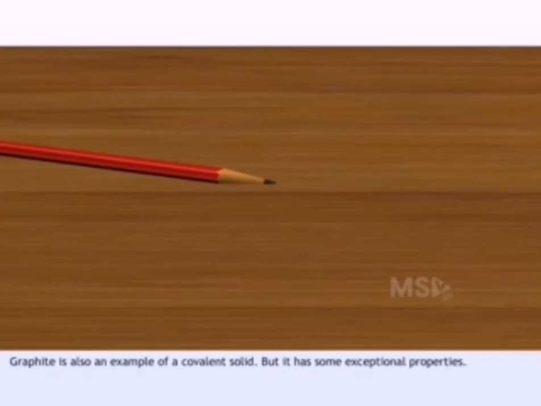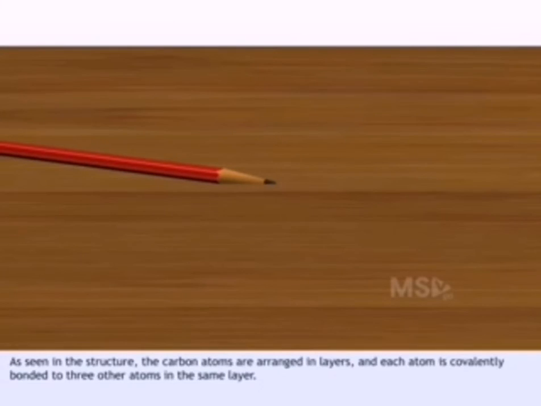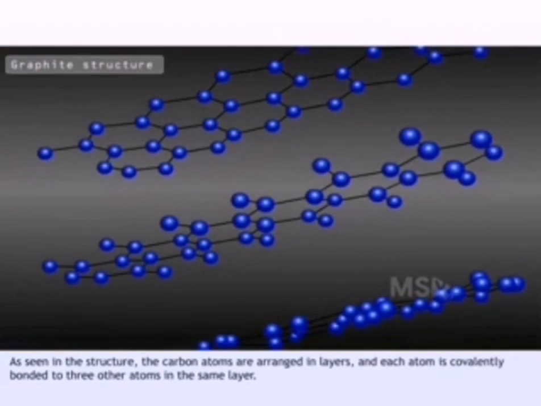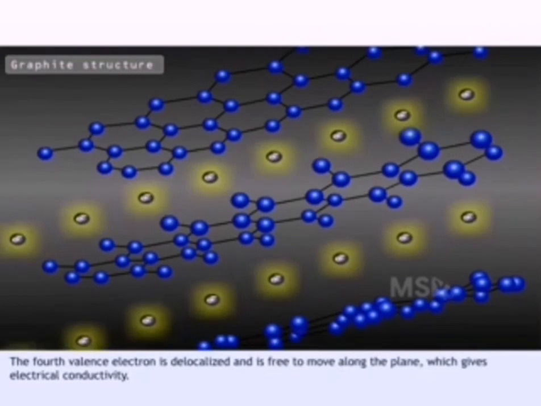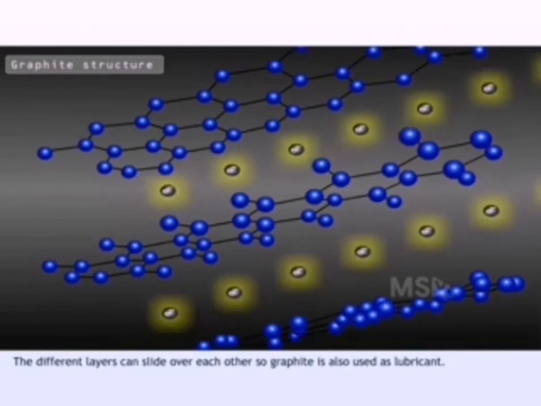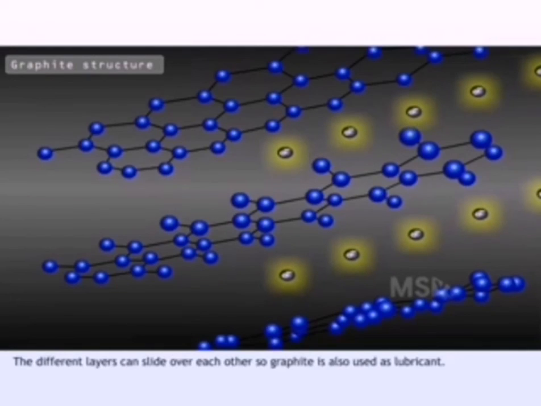Graphite is also an example of a covalent solid, but it has some exceptional properties. As seen in the structure, the carbon atoms are arranged in layers. Each atom is covalently bonded to 3 other atoms in the same layer. Yet another 4th valence electron is delocalized and is free to move along the plane, which gives electrical conductivity. The different layers can slide over one another, and hence the use of graphite as a lubricant is generally made.